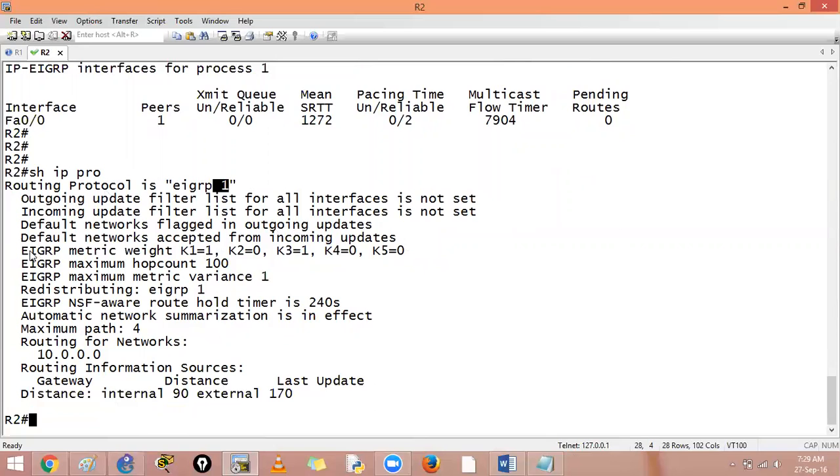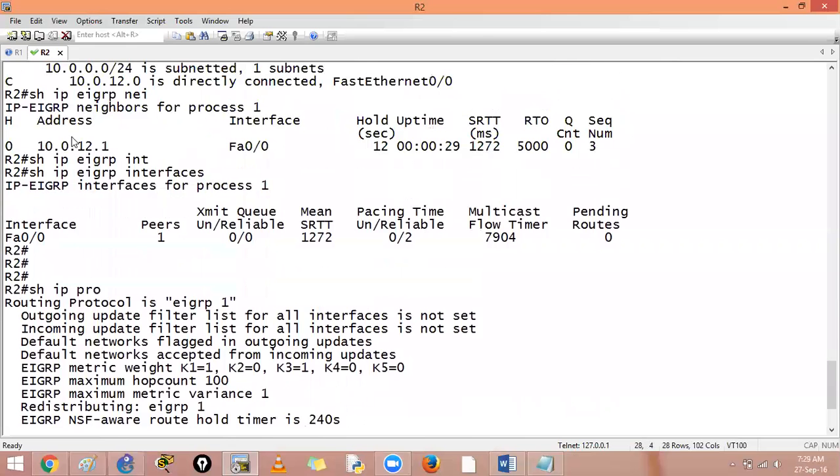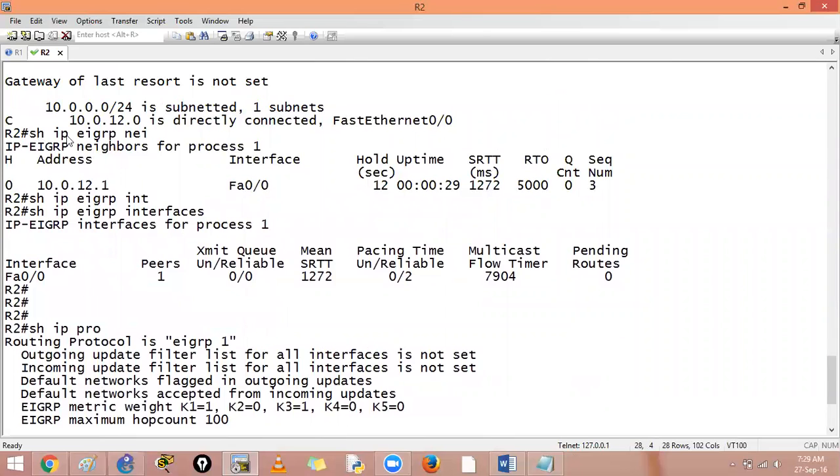And here if you notice, EIGRP metric weight is K1, K2, K3, K4 and K5. The maximum hop count is 100. Variance by default is 1. And maximum paths are 4. This is your network statement and this is your administrative distance. So now you see that I have a neighbor over here, that is 12.1.